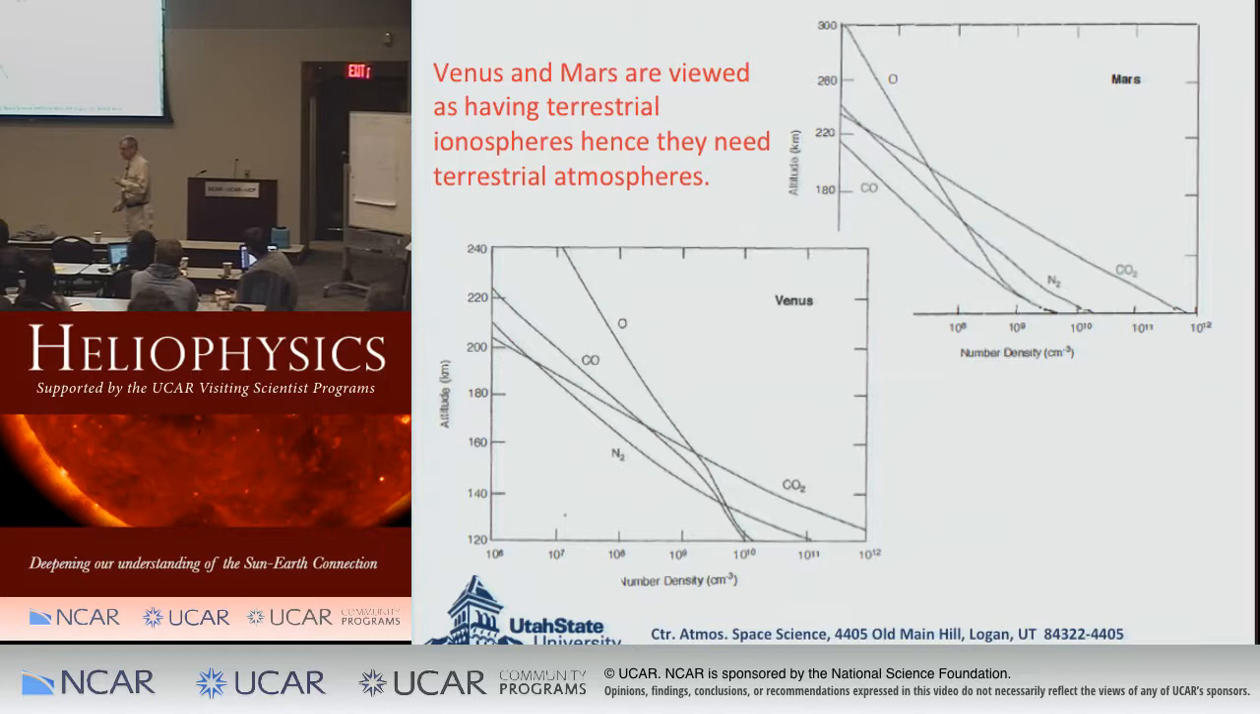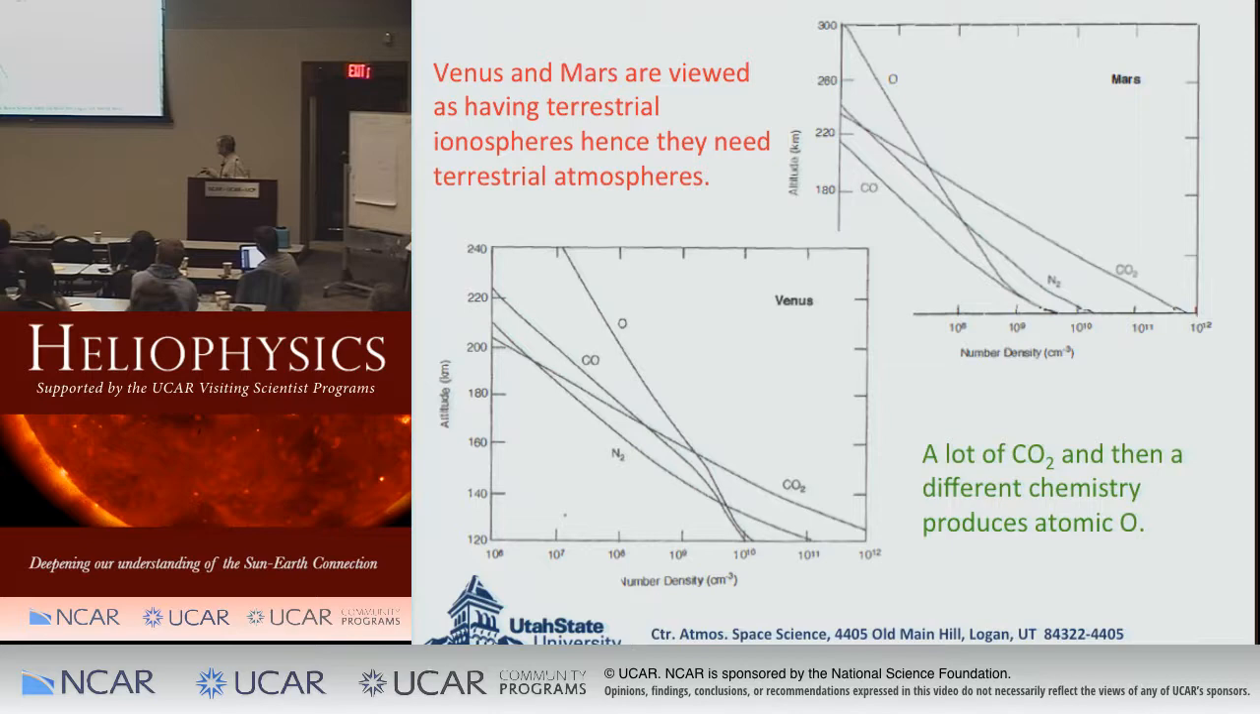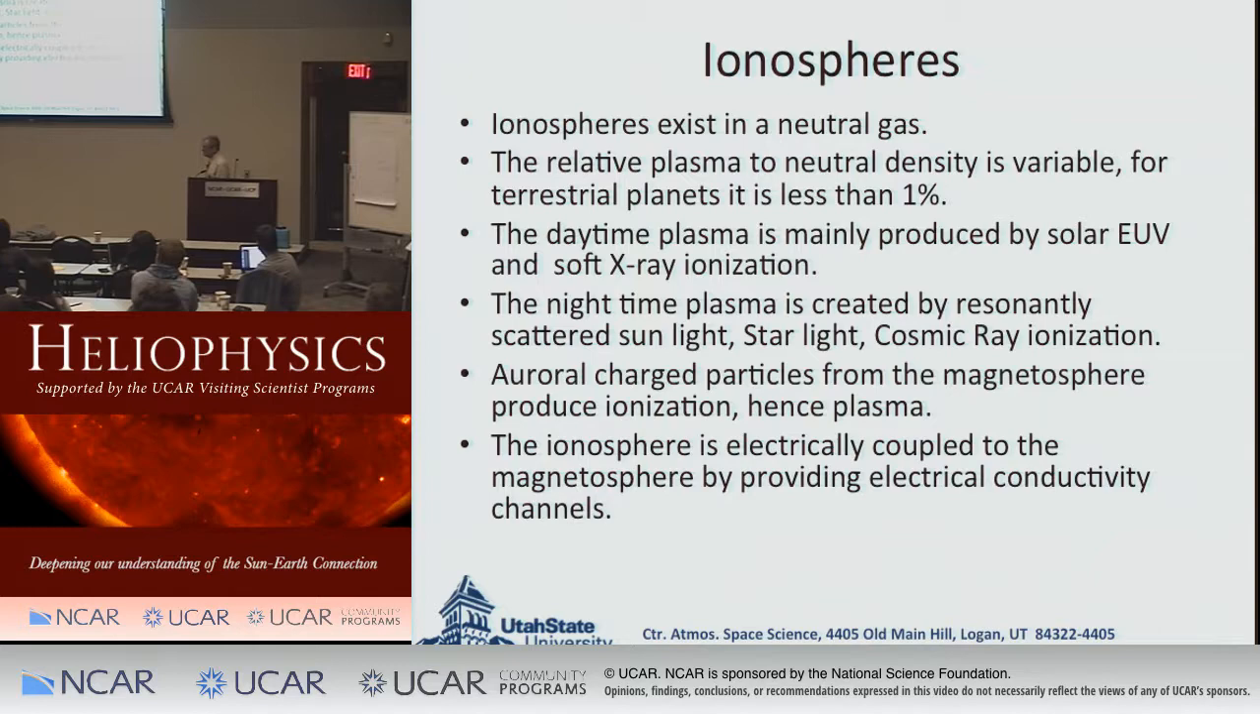To some extent, that's to do with the abundance of CO2. In the Earth's atmosphere, of course, we don't have CO2 as the dominant; it's still molecular nitrogen in these regions. But as we go through a climate evolution and put more CO2, methane, and water at higher altitudes, they'll have a cooling effect on these altitudes of our system. Okay, a lot of CO2, and then a different chemistry produces O plus, just the atomic oxygen. Okay, so now let's go to ionospheres.